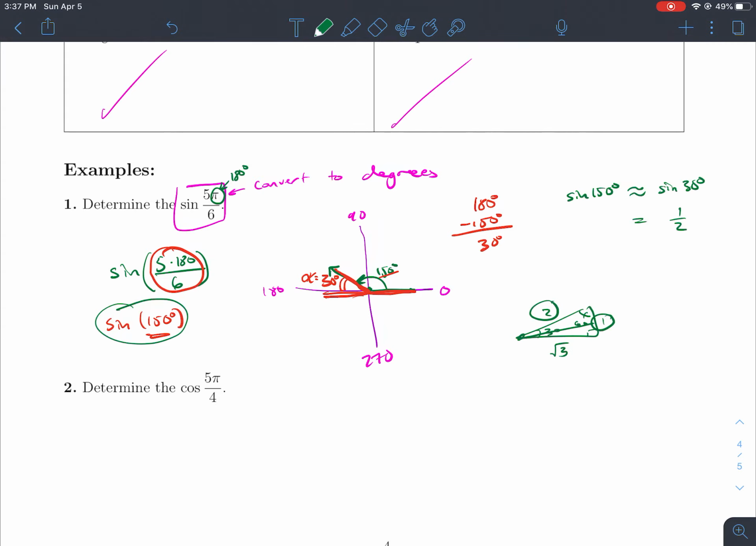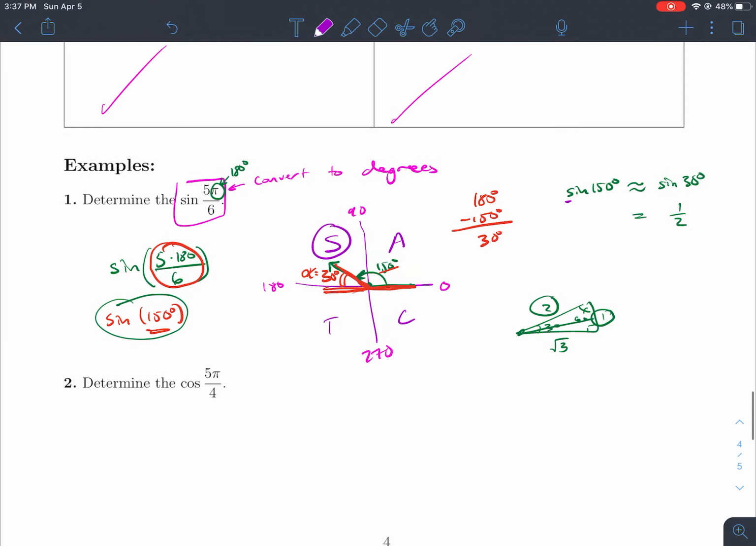And then you have to think, well, is it going to be a positive 1/2 or a negative 1/2 because of the quadrants? And so if we label those, all students take calculus. Students, sine is positive. So you don't have to write the positive because 1/2 just implies positive. But we know that the sine of 150 degrees is going to be 1/2.